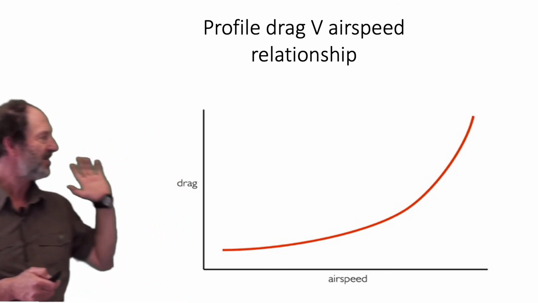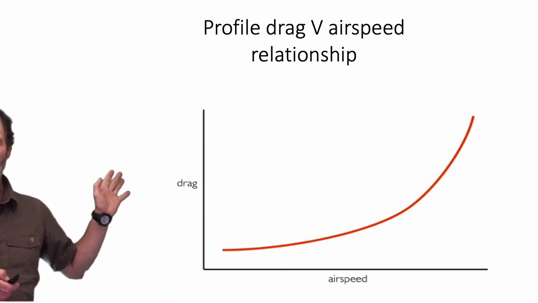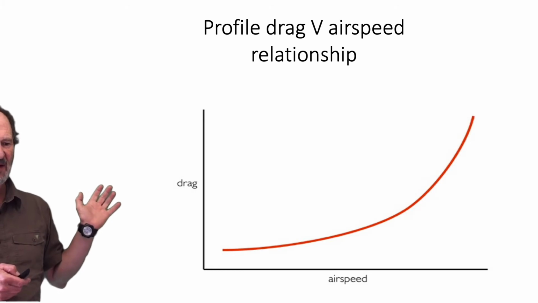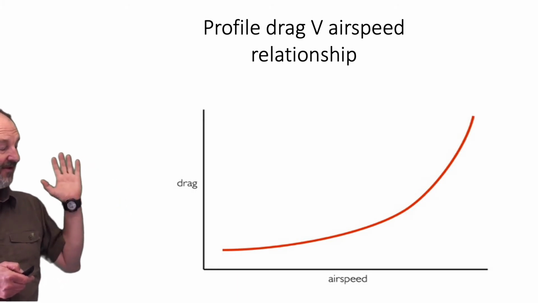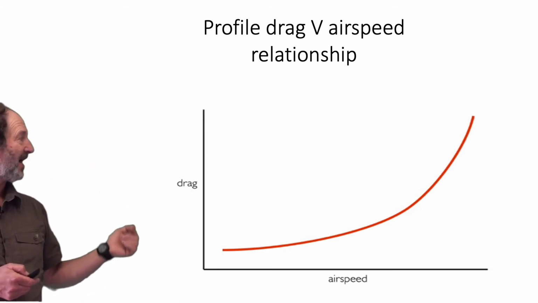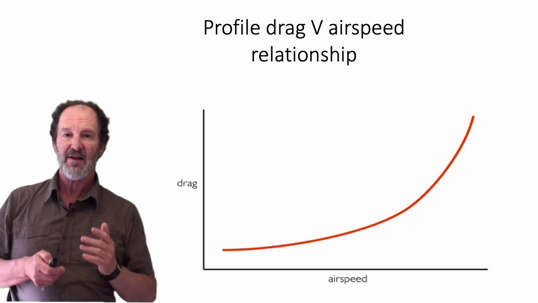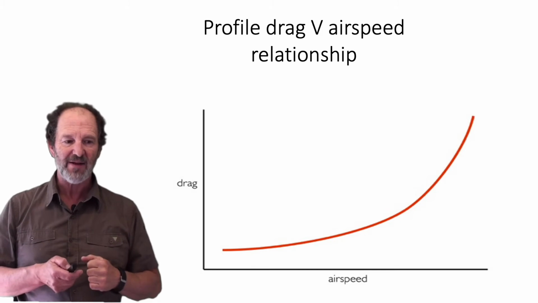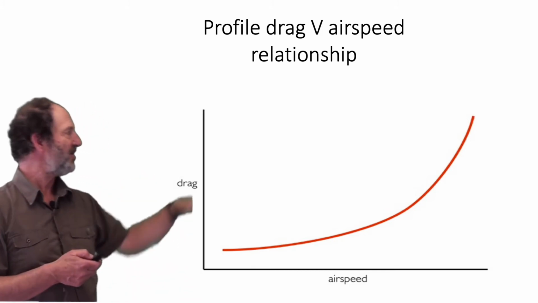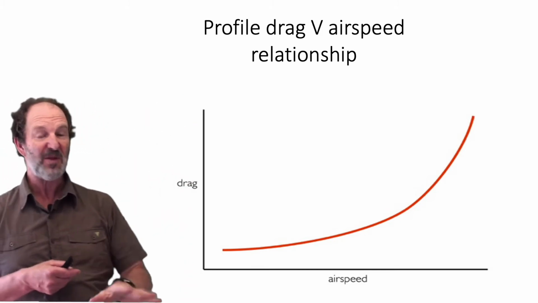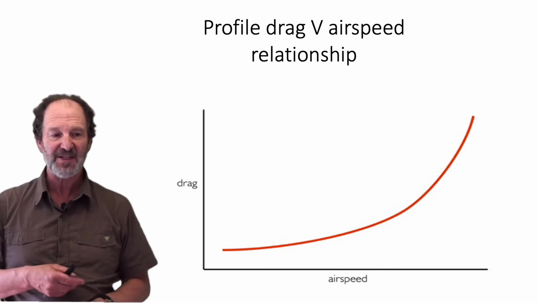But the important thing is this: the profile drag versus speed relationship. It's exactly the opposite way. The faster you go, the more drag you get. And not only does it go that way, it's actually a very steep curve. If you double the airspeed, you square the amount of drag that you're producing. So the curve goes up and up, and very soon you reach a point where there's so much drag you just can't go any faster.